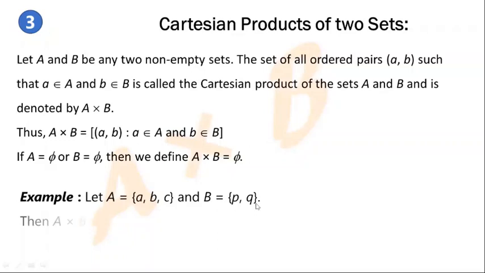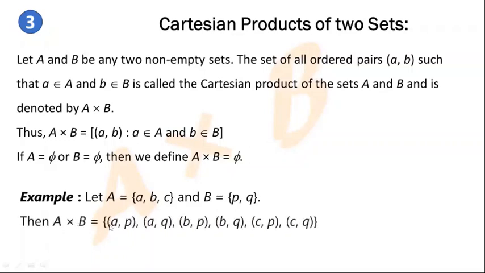Then how to find that Cartesian product of A and B? The Cartesian product of A and B is given by the ordered pairs of each and every element that relates from A to B. Keep in mind, because here A comes first, we get the set of ordered pairs (A, P), (A, Q), (B, P), (B, Q), (C, P) and (C, Q).